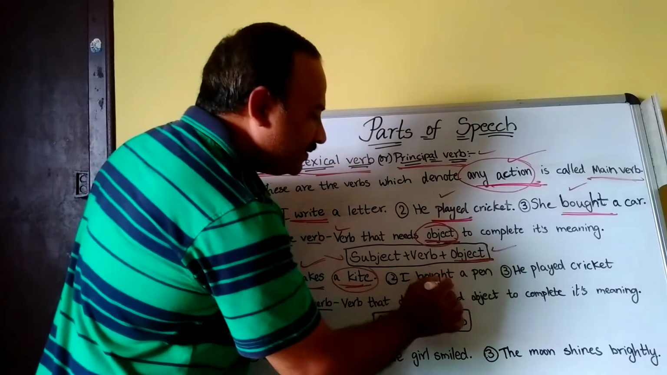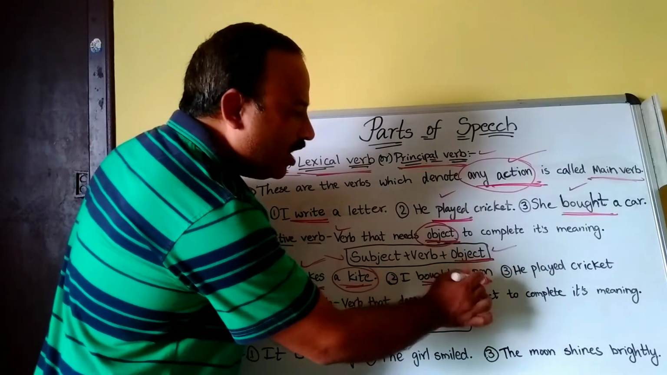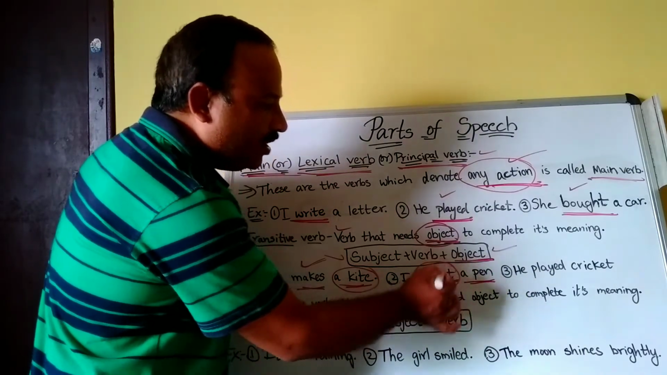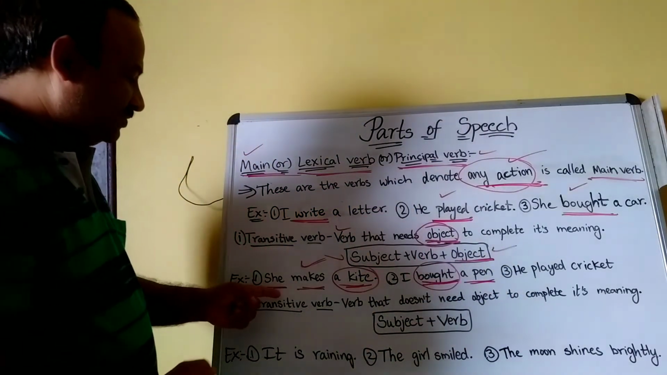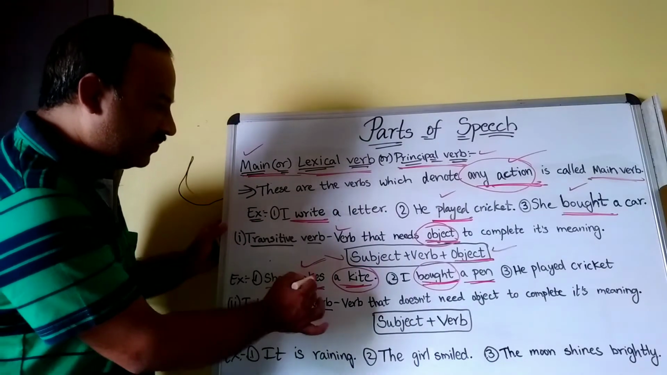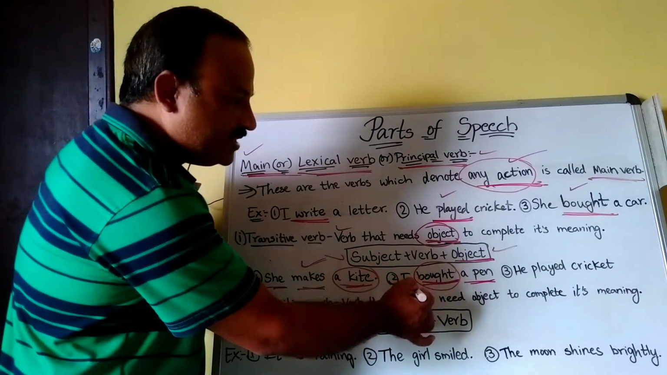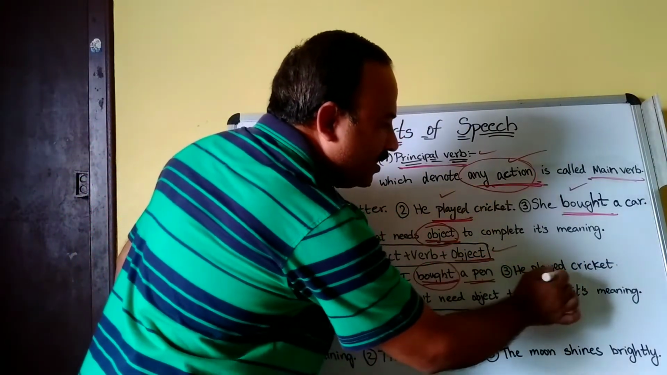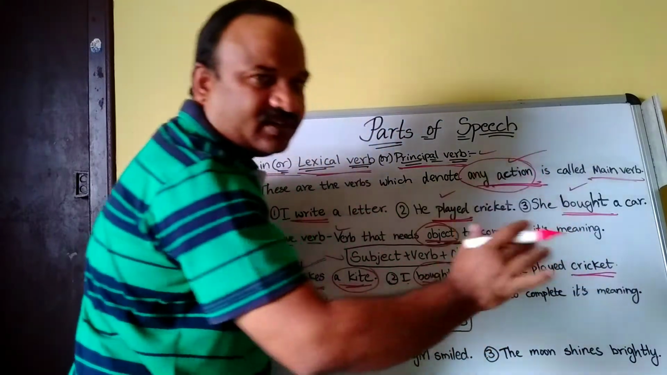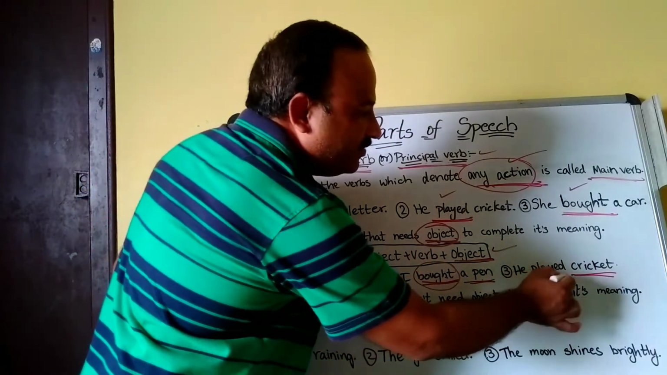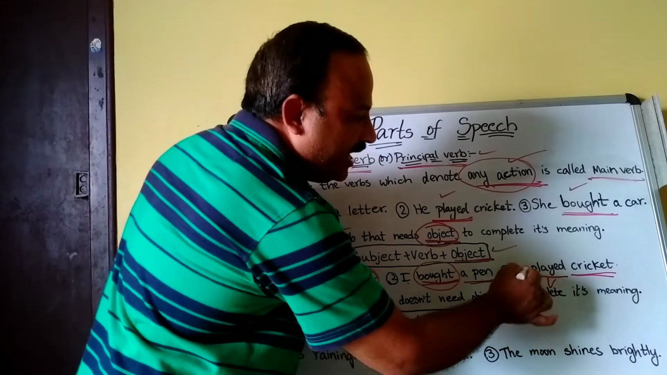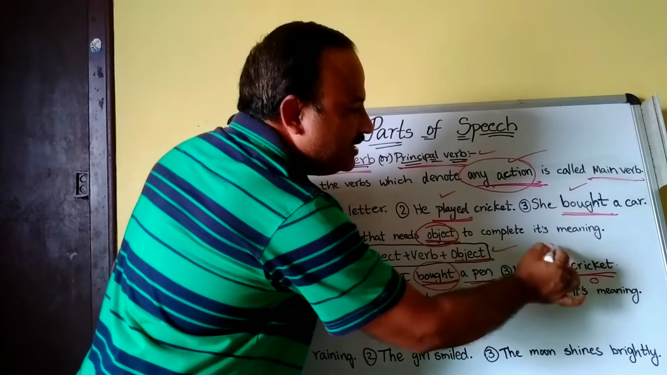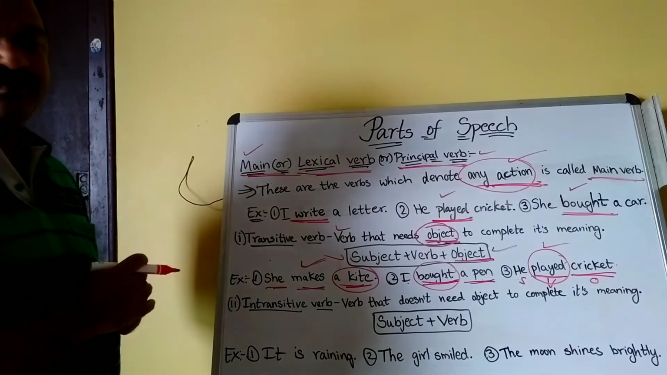I bought a pen. Here, a pen is an object. So bought is a transitive verb. Here, the structure is subject, verb and object. And the third one: he played cricket. Cricket is an object. Played is the verb, he is the subject. Subject, verb, object. So played is a transitive verb.